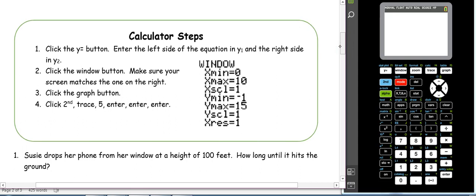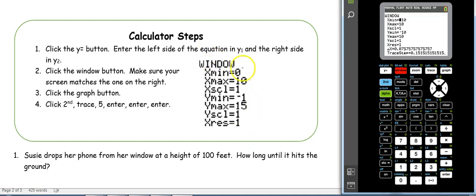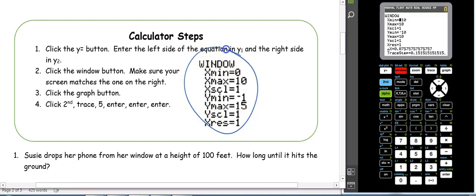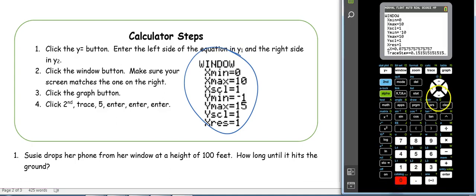So on the calculator, before we start getting into some word problems, we need to set the window on our calculator. To hit the window, we're going to hit the button next to y equals, and we're going to put in these numbers for our window. X min is going to be 0, x max is going to be 10, x scale is going to be 1, y min is going to be negative 1, y max is going to be 15, y scale is 1, and x res is also going to be 1. We're not even going to worry about the things on the bottom. We're going to hit graph, and we can see our window is all set up.